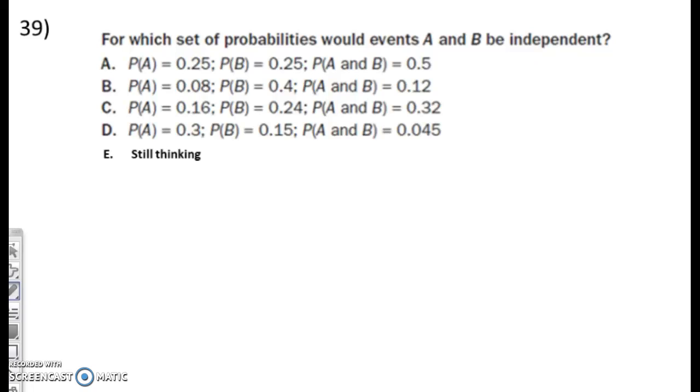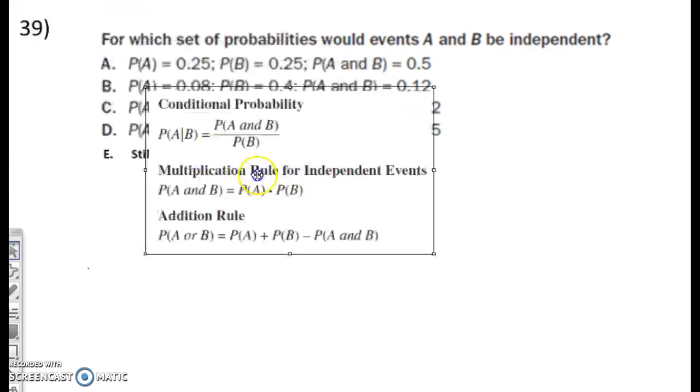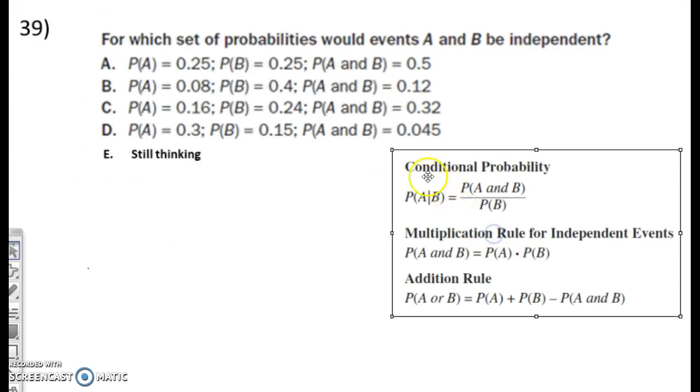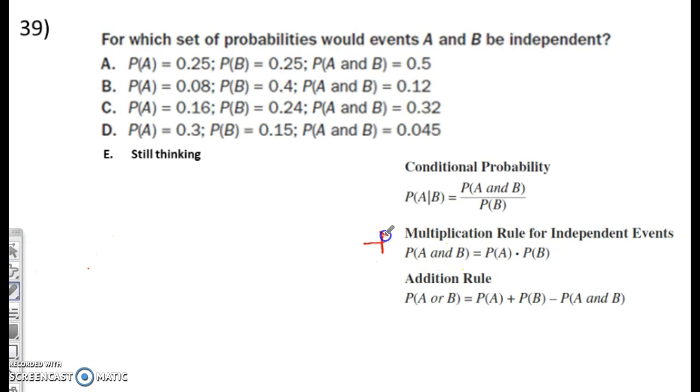For which set of probabilities would events A and B be independent? So like I do with most of my problems, I'm going to check out the formula sheet and see if there's anything on there that can help me. And this information on probability is in the bottom of the formula sheet. And it says right here that there's a multiplication rule for independent events. So I'm feeling pretty good about this.